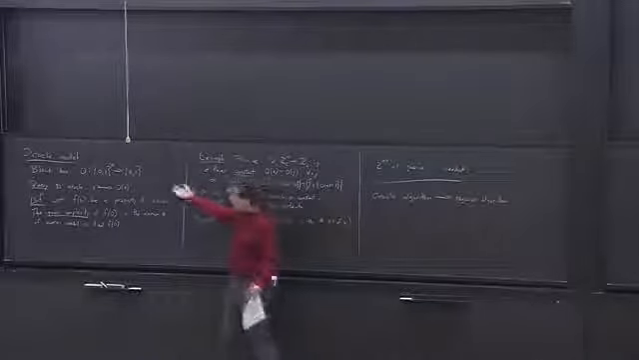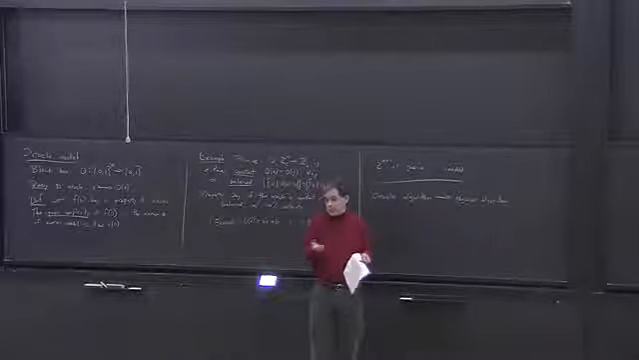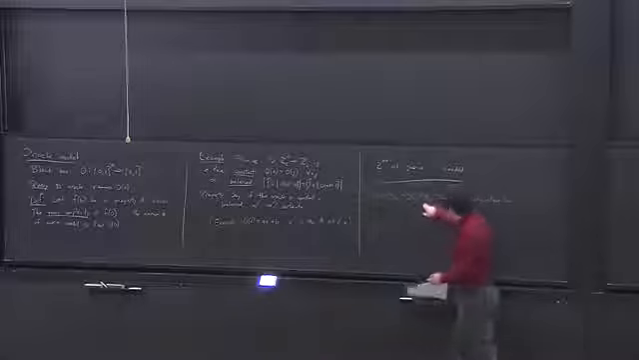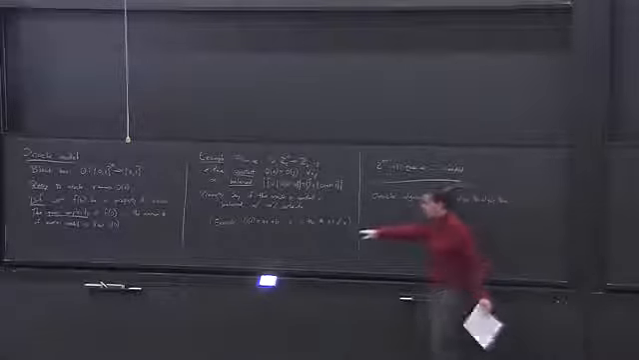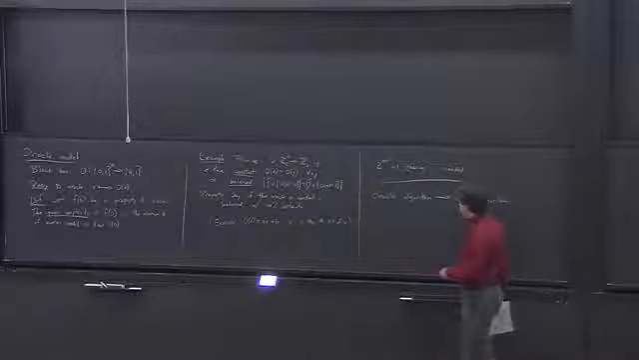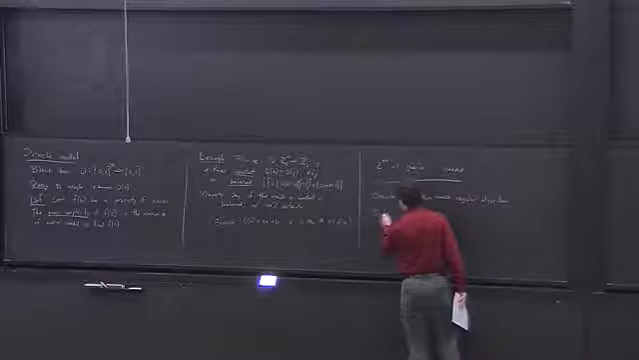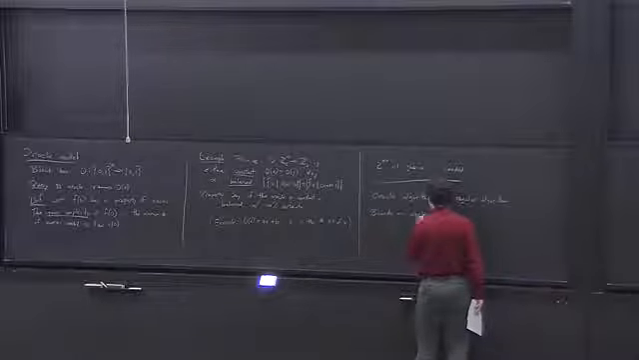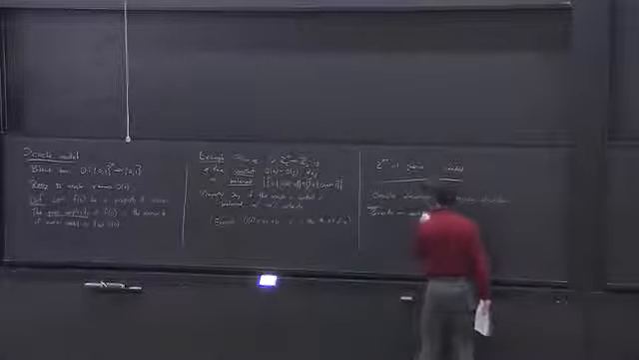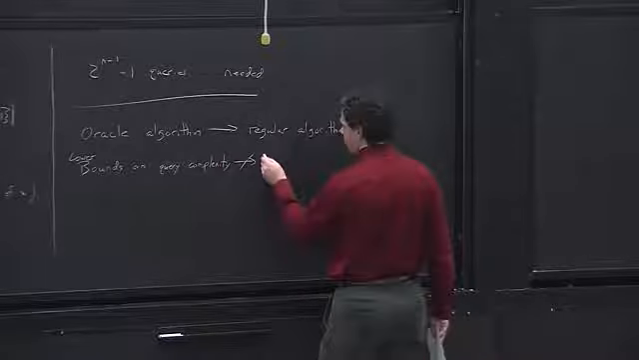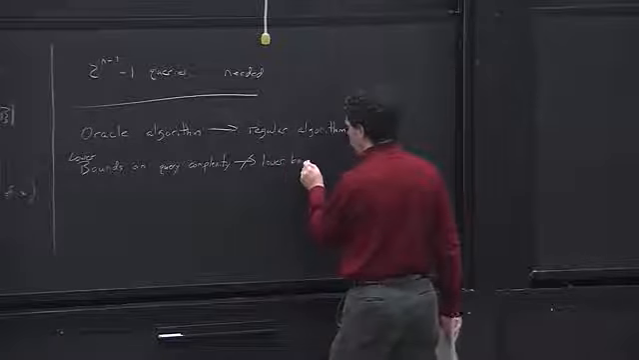So the oracle is a black box, but we're allowed to replace the black box with something where we actually know what's inside of it, and it still works the same way. Okay? So if we have an oracle algorithm, then we will have a regular algorithm to solve this problem with the explicit function. But unfortunately, bounds on the oracle algorithm, which means bounds on the query complexity, lower bounds, don't necessarily translate into lower bounds on the regular complexity.